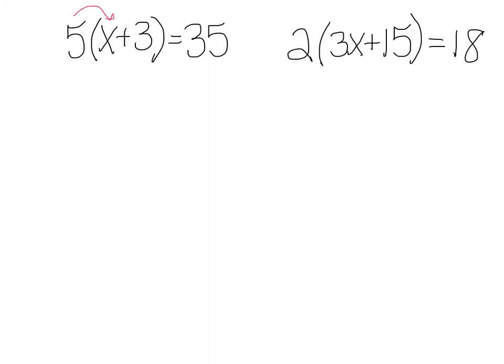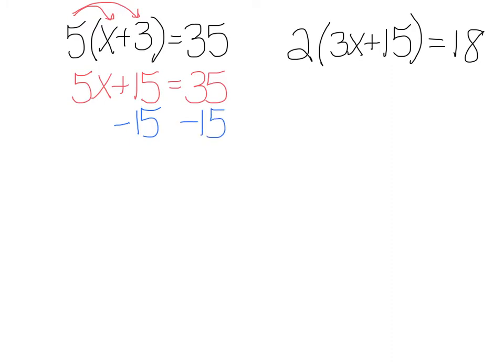So 5 times x and 5 times 3. Well, 5 times x is 5x. 5 times 3 is positive 15, and we know that that equals 35. Now we want to solve this two-step equation. We've got this positive 15. We need to get rid of that first. So we're going to do the opposite operation, which is negative 15.